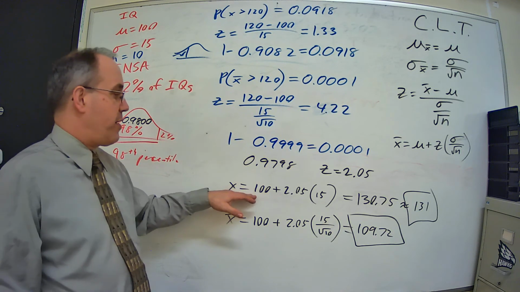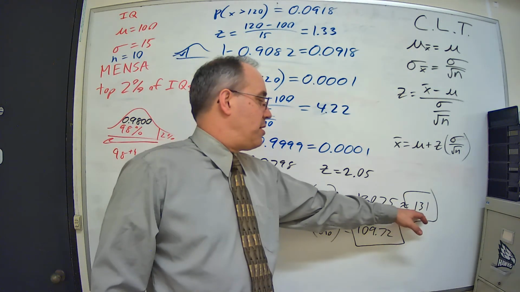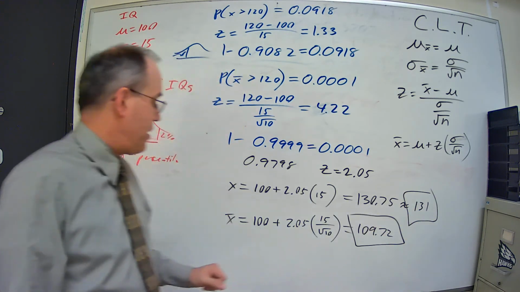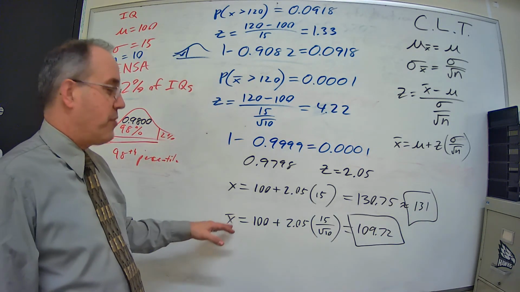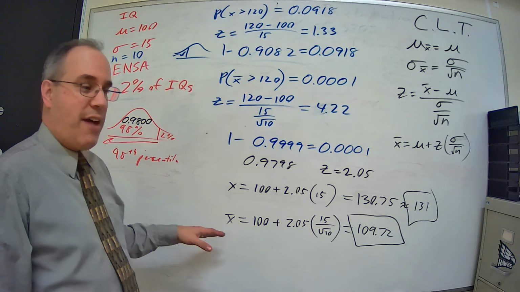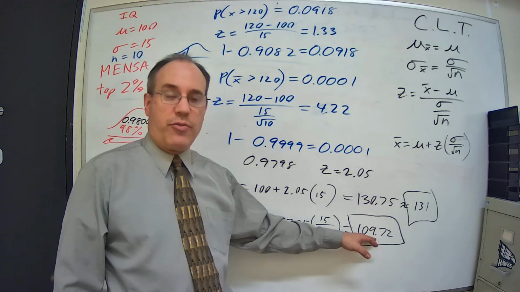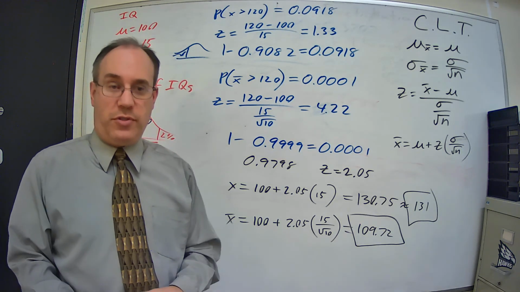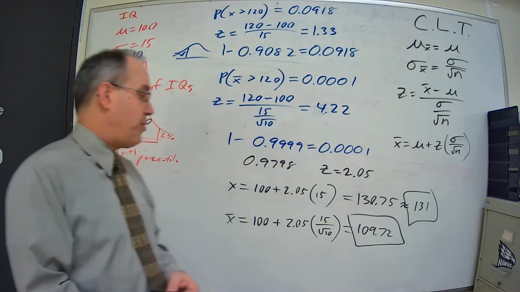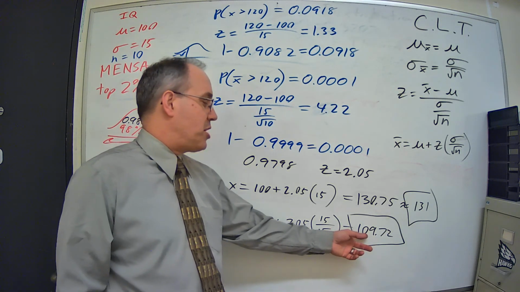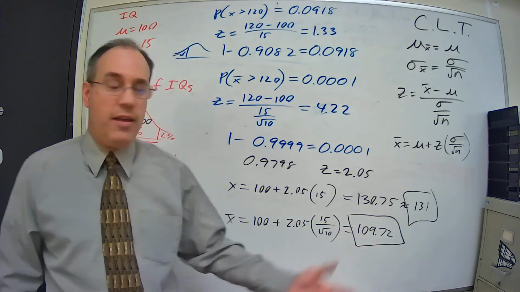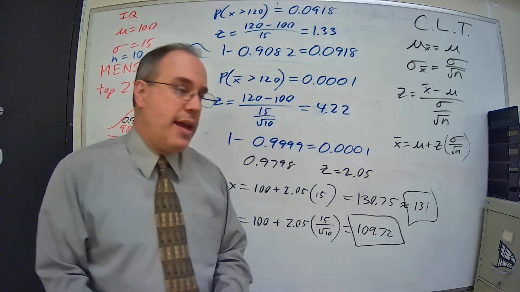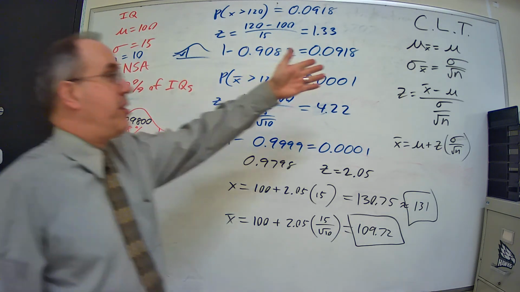So in this one, x, we're finding the actual IQ necessary to get into Mensa. Here we're saying if we took a sample of 10 people, what would the average IQ need to be in that group to have it be in the top 2% of the samples? And we see that that group would have to have only an average IQ of about 110, as opposed to the 131 that one person would need. And that's dealing with central limit theorem.